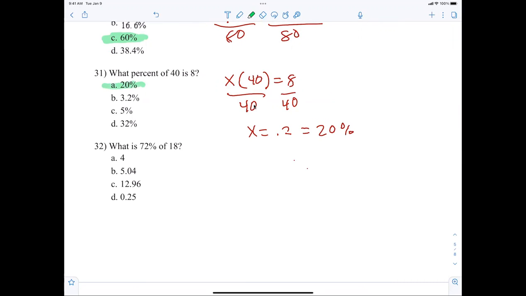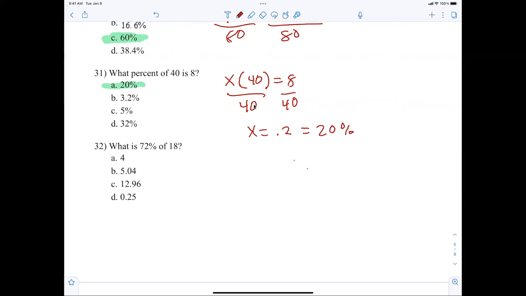Anybody have any issues with that? Well, I mean, this is how we set it up. So I'm just trying to see what you did differently, correct? Oh, you got 5, right? Because you did 40 divided by 8 instead of 8 divided by 40. Try that on your calculator, you'll see. 8 divided by 40.